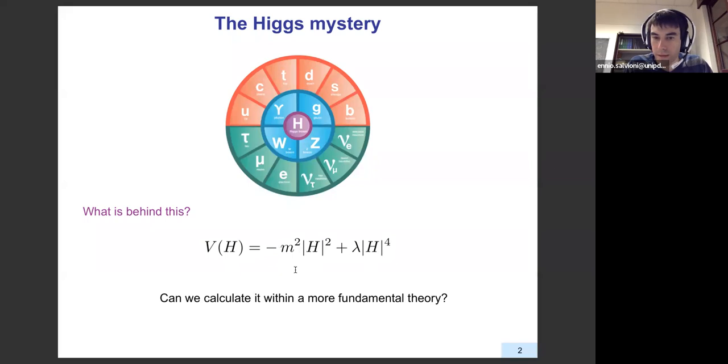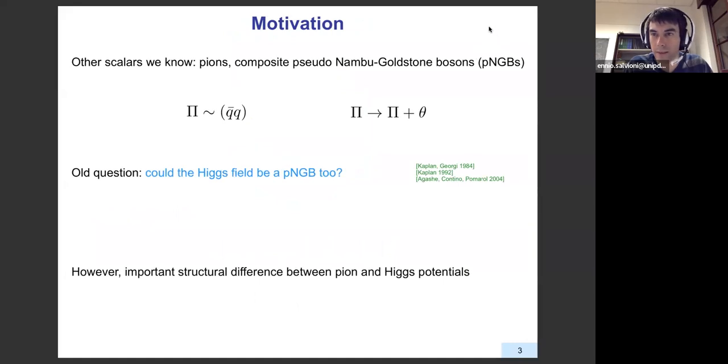Another example of a scalar that is also a composite, if you wish, but that is closer to the problem, is the case of the pion in QCD. We know that the pions are q q-bar quark-antiquark bound states, and that they are Goldstone bosons in first approximation. So the old question that I'll be asking again in this talk is whether the Higgs field could be something similar. It could also be a pseudo-Nambu-Goldstone boson, a PNGB particle.